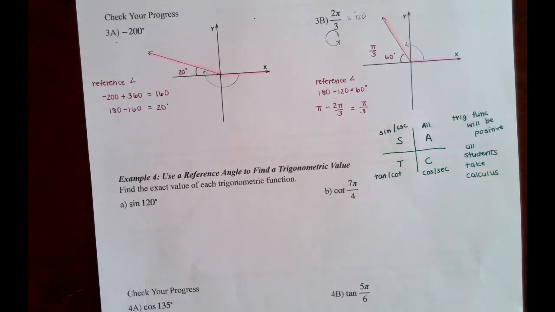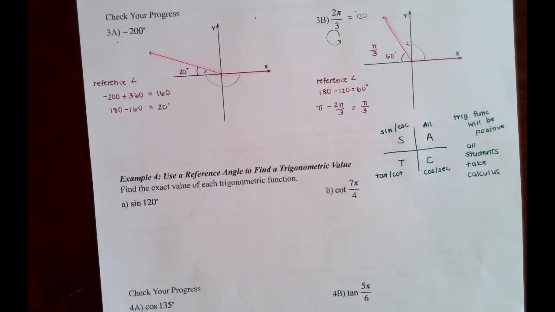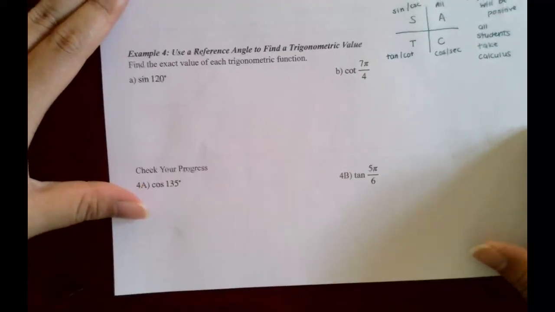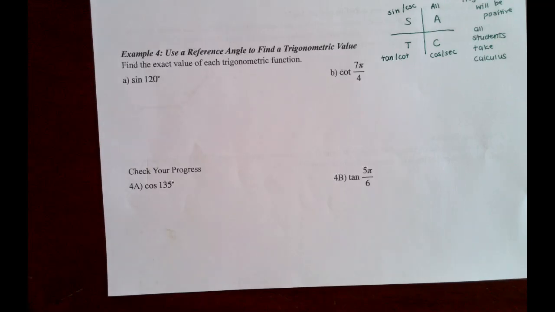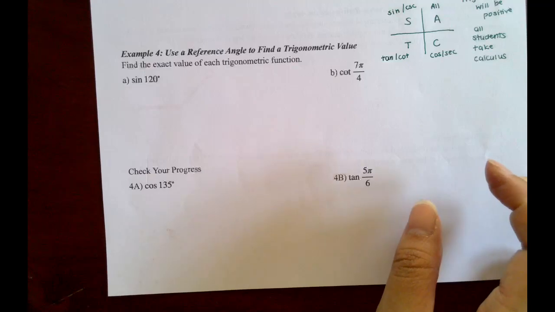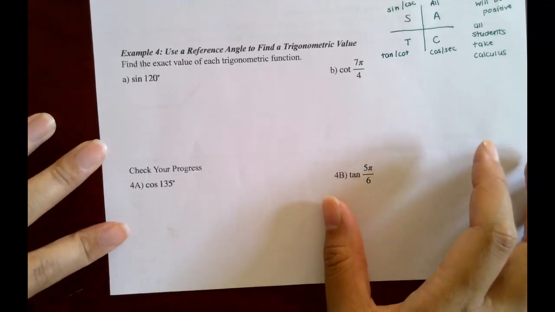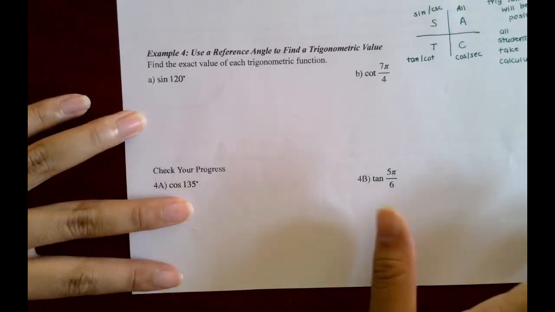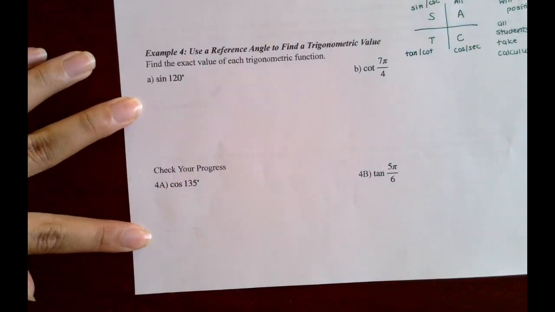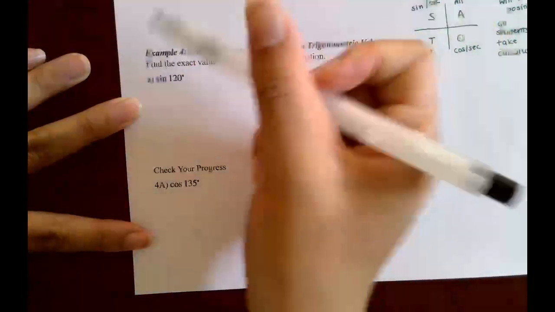Okay. So that chart on page 779, this is an easy way to remember it. Okay. On to example 4. Okay, so here it says find the exact value of each trigonometric function. So here it says use a reference angle to find a trigonometric function. I'll show you several ways to do it without using our calculator and just using our unit circle. Okay, so let's start with sine of 120.